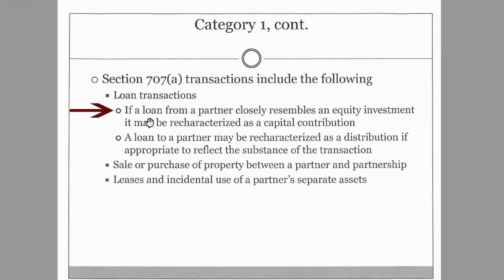Section 707A transactions include the following: loan transactions. If a loan from a partner closely resembles an equity investment, it may be recharacterized as a capital contribution. A loan to a partner may be recharacterized as a distribution if appropriate to reflect the substance of the transaction. Sale or purchase of property between a partner and partnership, leases and incidental use of a partner's separate assets.